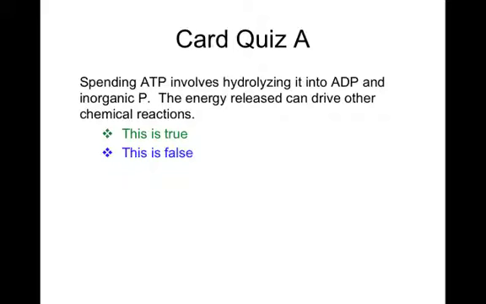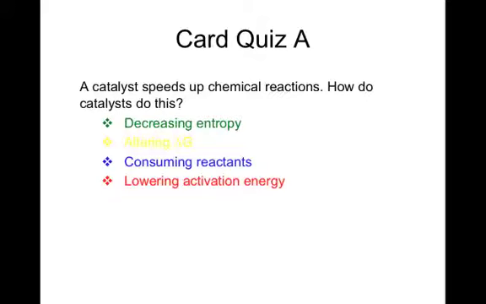Spending ATP involves hydrolyzing it into ADP and inorganic phosphate. The energy released can drive other chemical reactions. This is true, or is it false? A catalyst speeds up a chemical reaction. How do they do this?